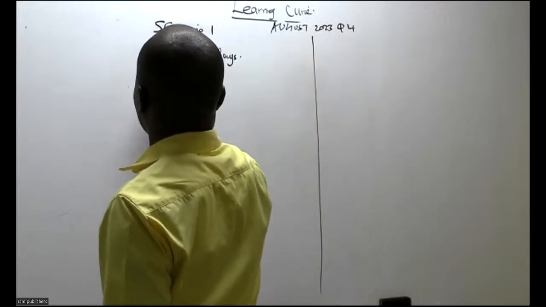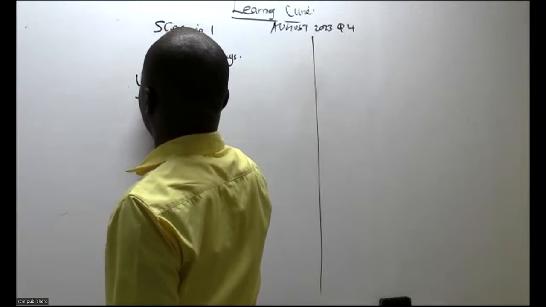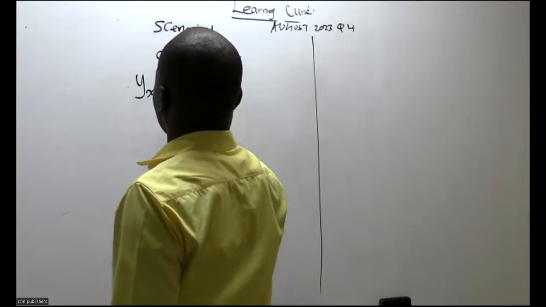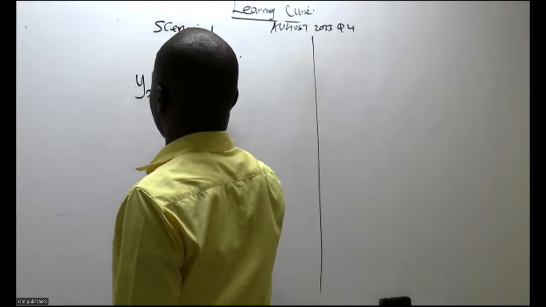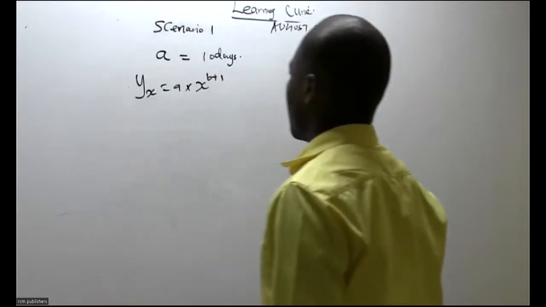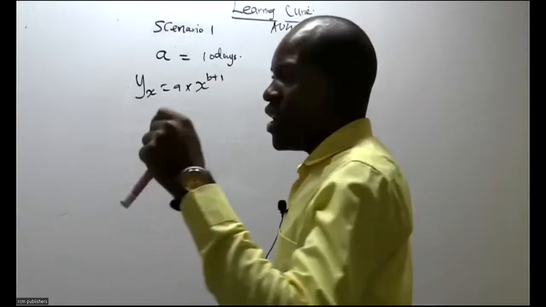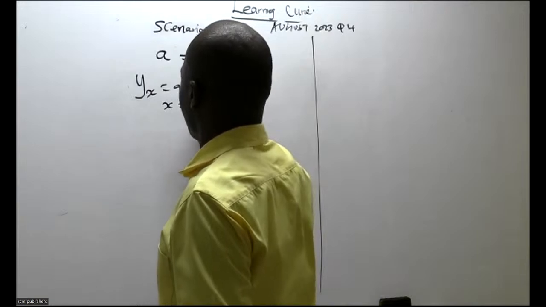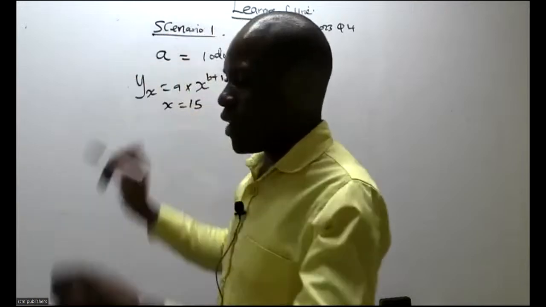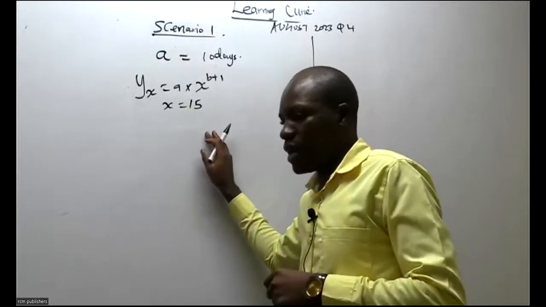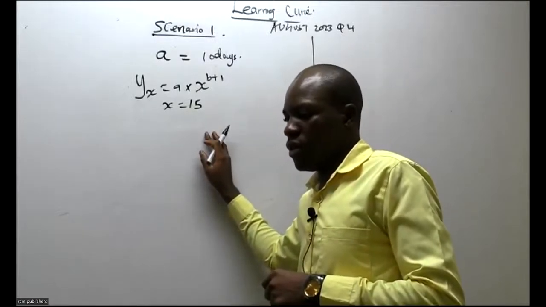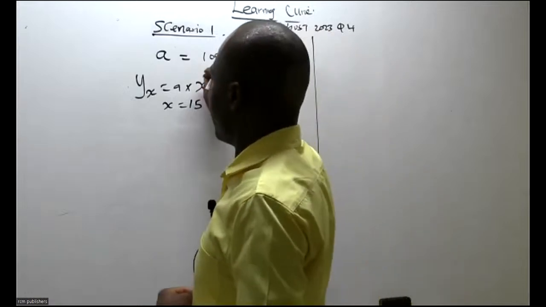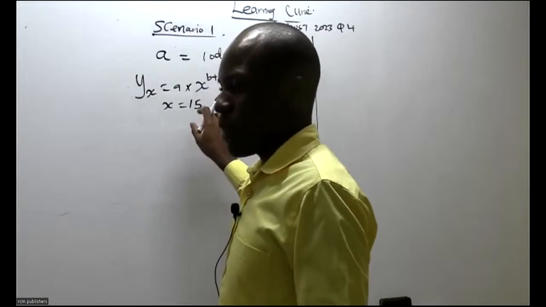Y is equal to A times X raised power B plus 1. So we have X, we have B somewhere. I want us to do something here. How many hours do they need to produce the 15 buses? So our X is 15. Remember scenario one, they are working overtime to produce the 15 buses. So let's see the number of days they are going to take to produce the 15 buses.